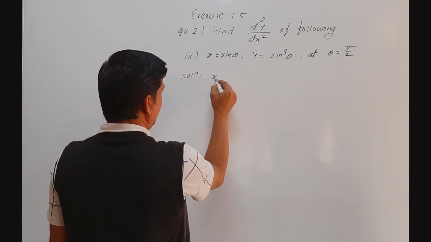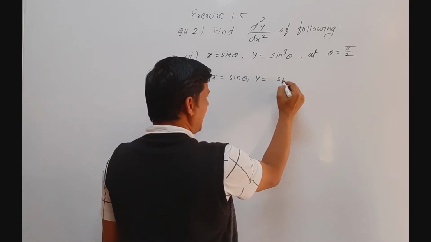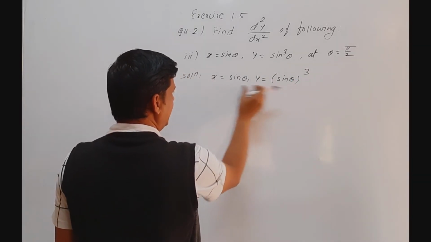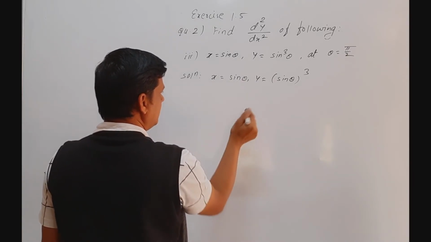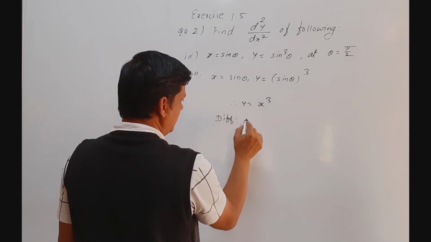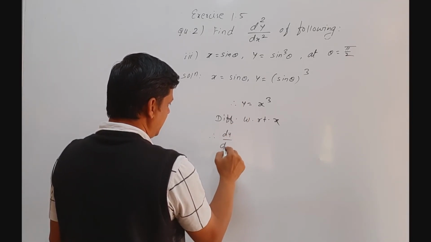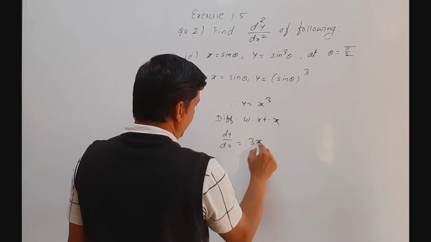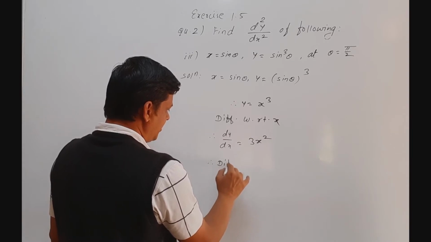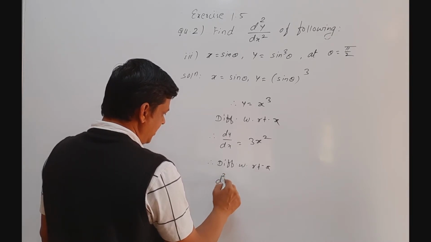So write in solution x is equals to sin theta, y is equals to, we write this sin cube theta as sin theta its cube. So we write this sin theta as x from this. So write y is equals to x cube. So differentiate with respect to x. Therefore derivative of y with respect to x we write dy by dx. Derivative of x cube we write 3x square. Now we have to find d2y by dx2. So again differentiate with respect to x. So derivative of dy by dx as d2y by dx2.